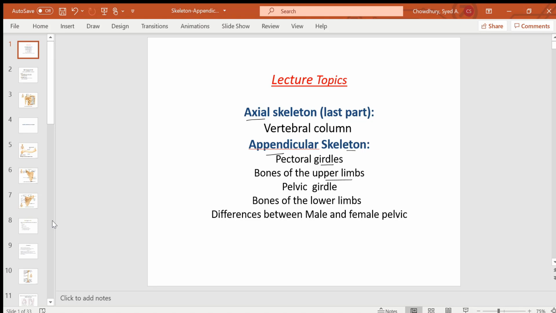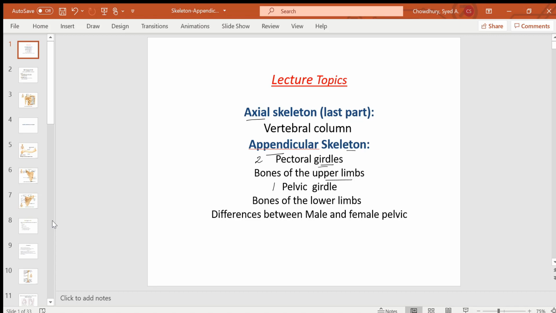So you have two upper limbs and two lower limbs, and they are connected to the axial skeleton or trunk of the body by the girdles. You have two pectoral girdles and one pelvic girdle. And girdles attach the limbs to the skeleton.